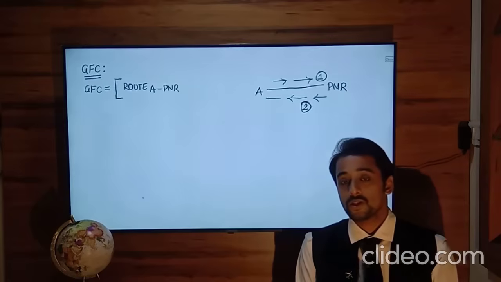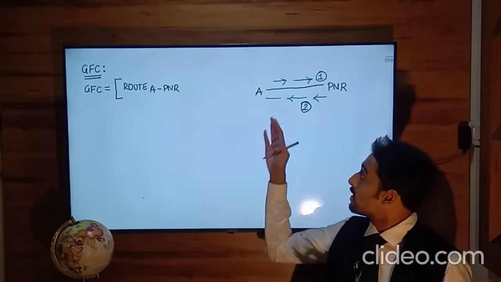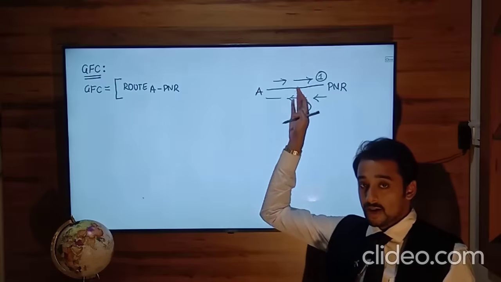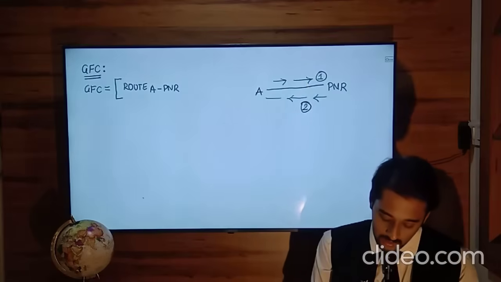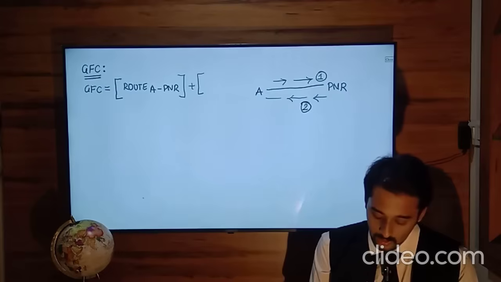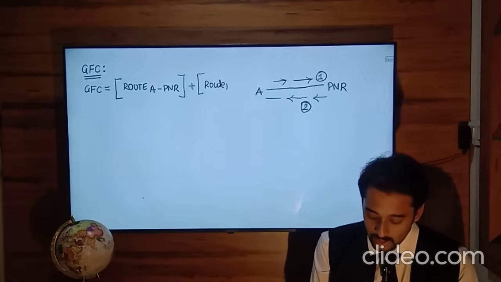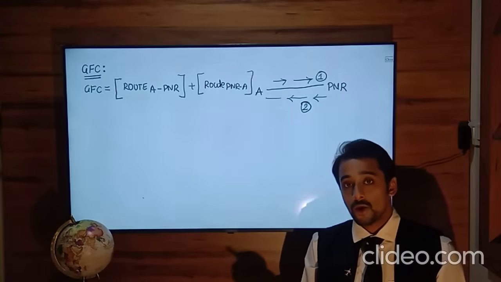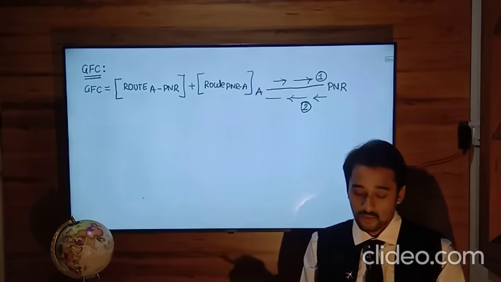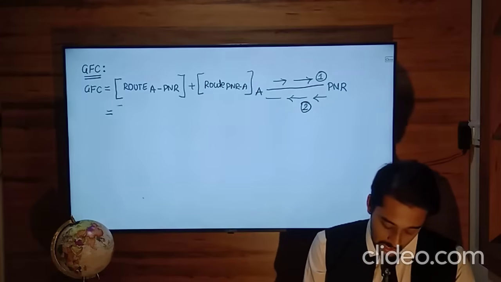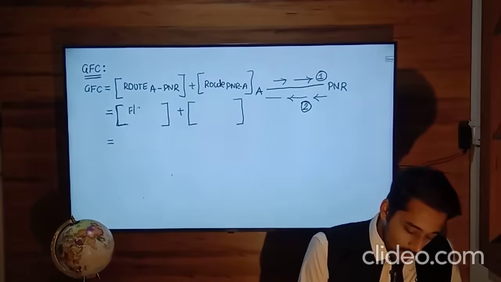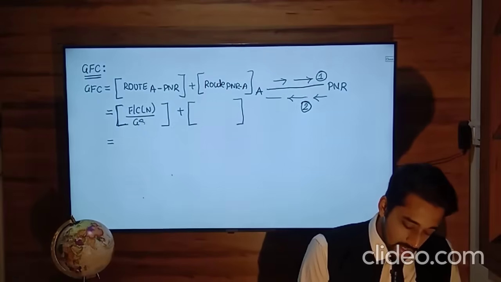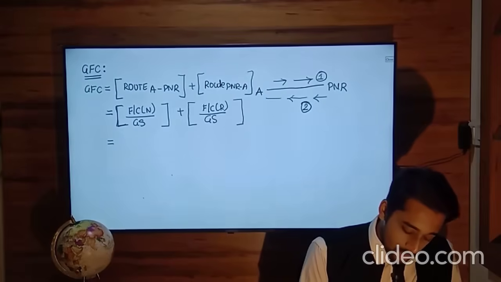So how much fuel was used every nautical mile when going from A to PNR, when all your engines were working, plus the route PNR to A. So how much fuel was used when you came back from PNR to A after engine failure? Your fuel consumption rate will decrease, your TAS will decrease. So the formula is fuel consumption normal divided by ground speed outbound, plus fuel consumption reduced divided by ground speed homebound.